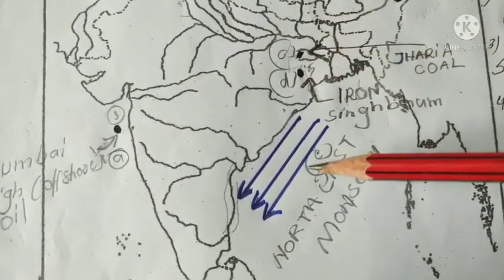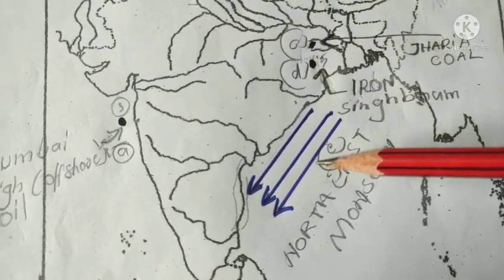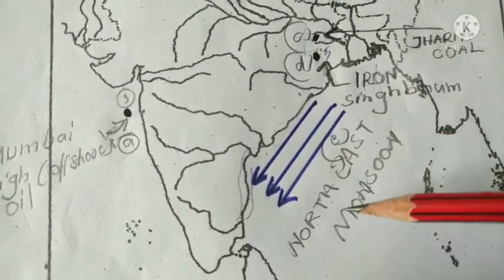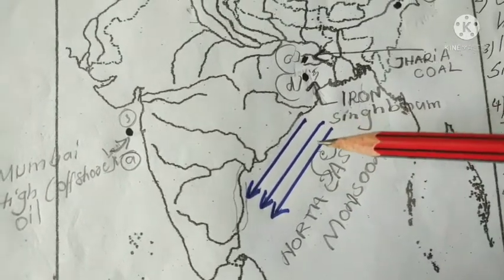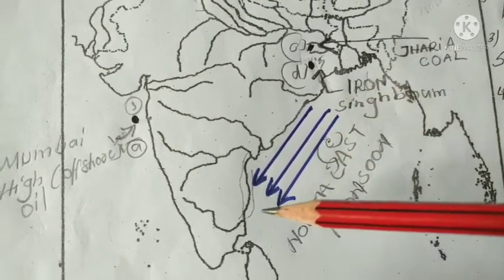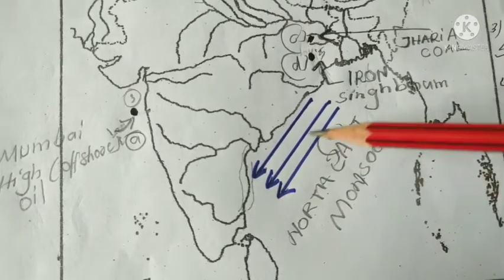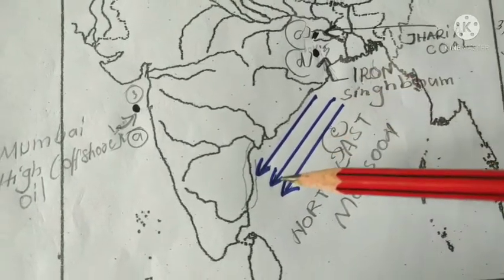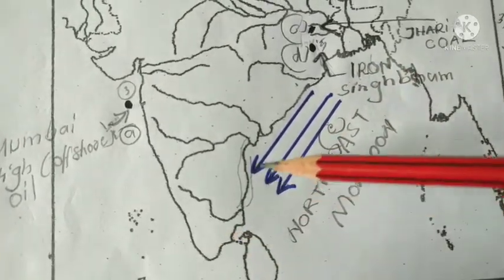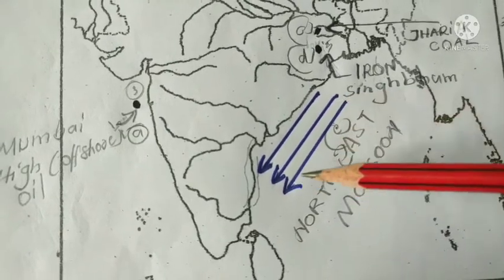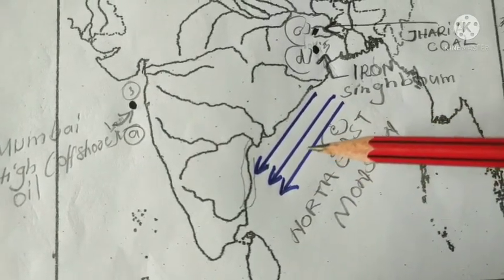Next I am going to explain the one wind that is left to be explained, that is known as the northeast monsoon wind. This wind starts from the northeast to the southwest side. It means the wind is blowing from the northeast to the southwest side. That is known as the northeast monsoon, and that is in winter also.